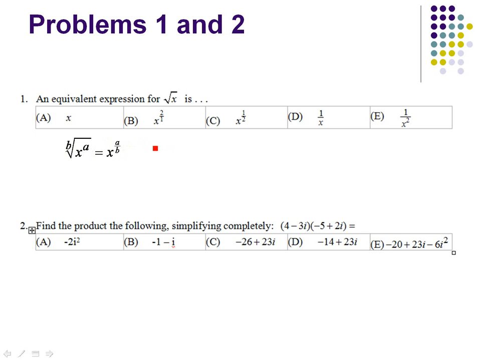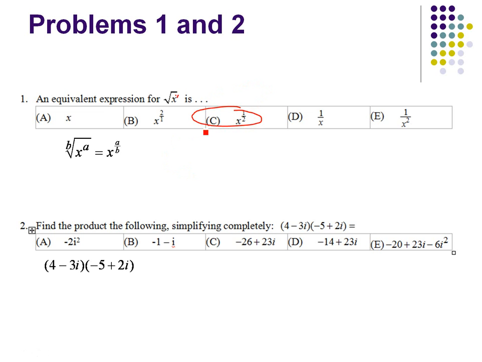So when I have the square root of x, that's equal to having a little 1 here, and if there's nothing in the root, it's implied to be a 2. So that means the answer is x to the 1/2.